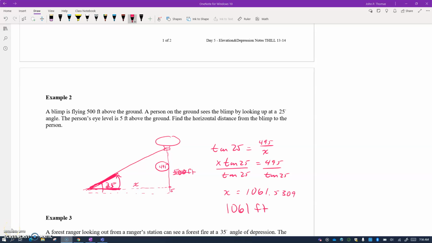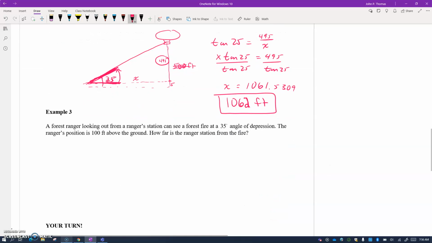All right, so when we take that to the calculator, we get 1,061.5309. And then we look at our side. The most accurate side was nearest foot. So we're going to round this to the nearest foot, and we have 1,061 feet. Actually, that's a 5, so we're going to round that up. So it's 1,062 feet. And that would be the answer we give.